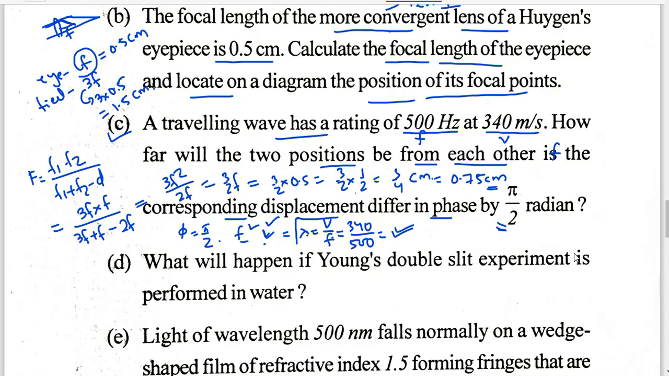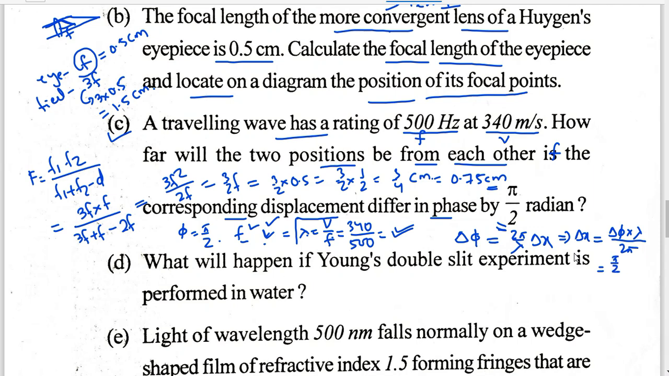Let us see what is asked in the question: how far will the two positions be from each other? That means how far from each other, so you have to find the path difference, because the phase difference is given in the question. So there is a very important formula: phase difference delta phi is equal to 2 pi by lambda into path difference delta x. In the question you have to find delta x. Delta x is equal to delta phi into lambda divided by 2 pi. What is delta phi? Delta phi is the phase difference, that is pi by 2.